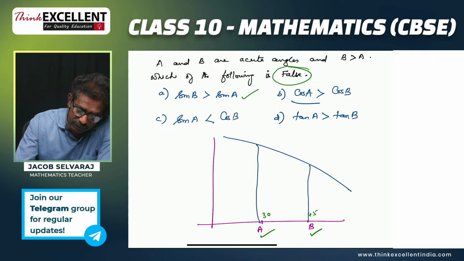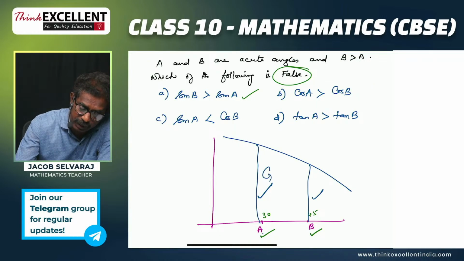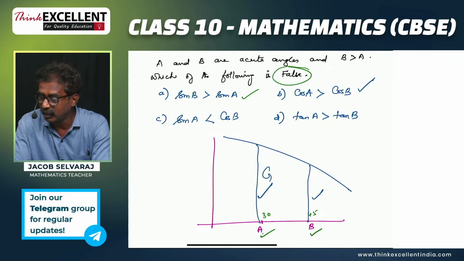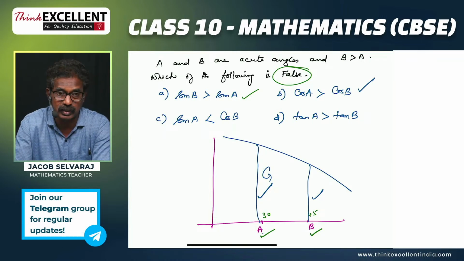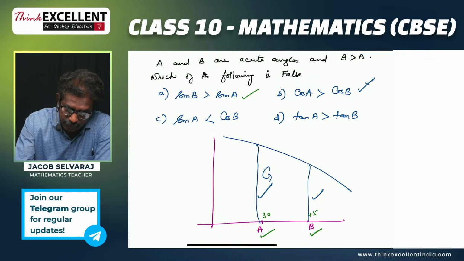But here what they given, you see, cos A, that is cos 30, and cos B, cos 45. Cos A is greater than cos B. Yes, that is also a right statement. But that is not the answer for this question, right? The question is, which of the following four statements is wrong? So the second one is also a right statement.